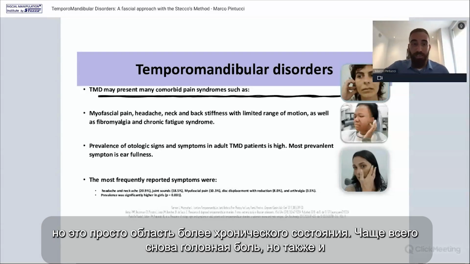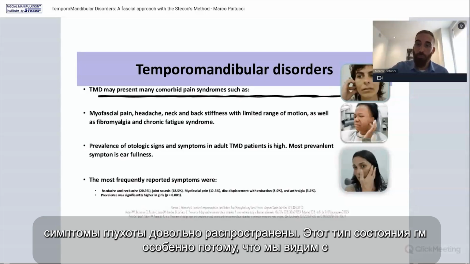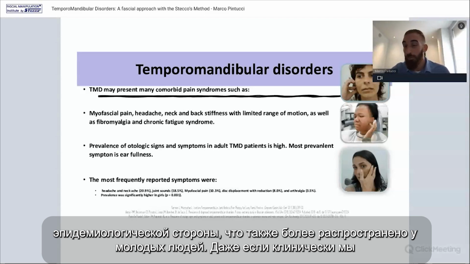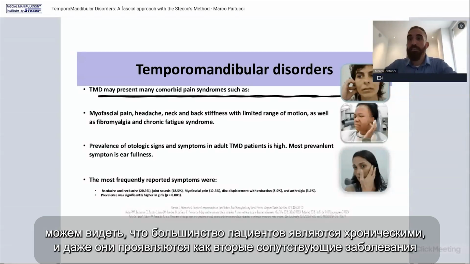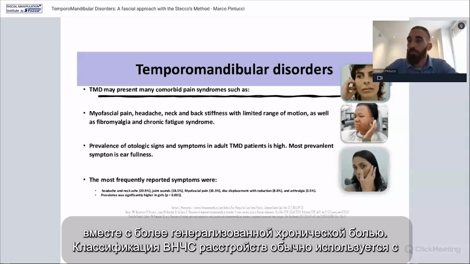The most common, again, is headache, but the ear fullness symptom is also quite common. This type of condition is particularly notable because we see from epidemiological studies that it is more prevalent in younger people. Even so, clinically we can see that most of the patients are chronic, and they even present it as a second comorbidity together with a more generalized chronic pain.